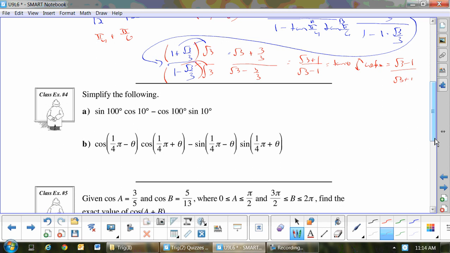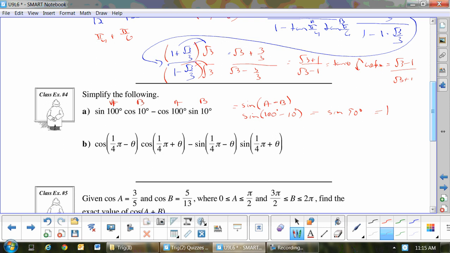Sine A plus B? Sine A minus B, because there's a minus sign. So, if this is A, this is B, this is A, this is B, so this would be sine, remember it's sine A minus B? So that is sine 100 minus 10, which equals sine 90 degrees. Which equals 1.